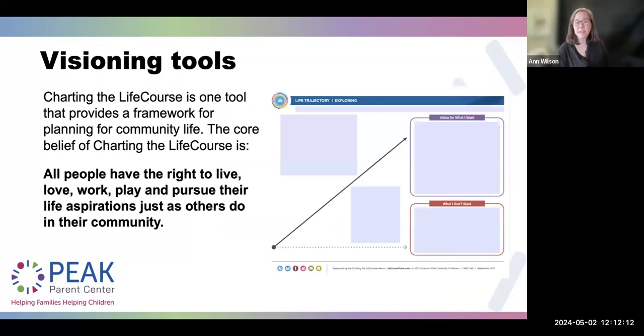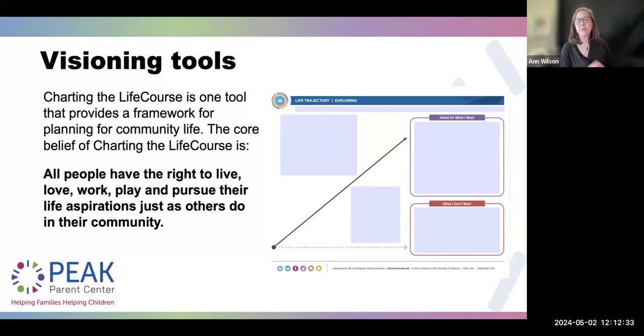There are many visioning tools out there. Charting the Life Course is one, and they have many tools. They have a website. There's a link at the end on the resource page. Their vision is really that all people have the right to live, love, work, play, and pursue their life aspirations, just as others do in the community.